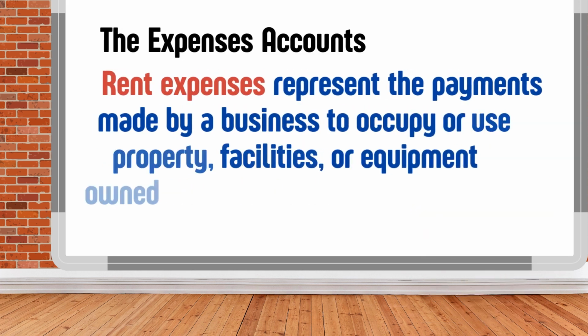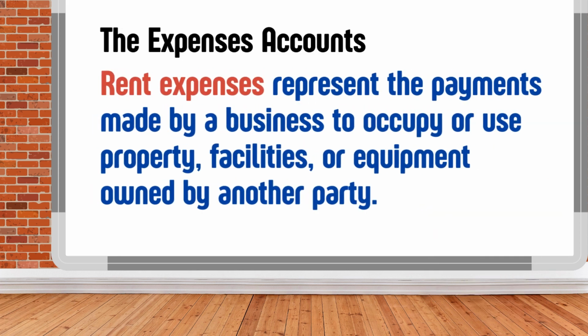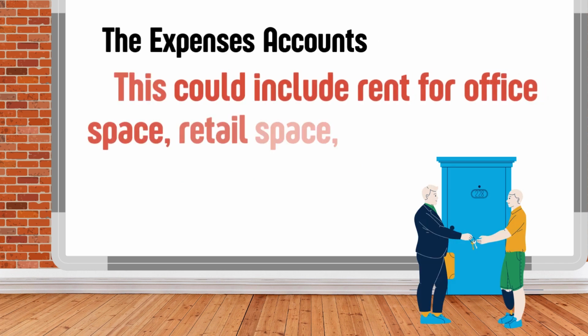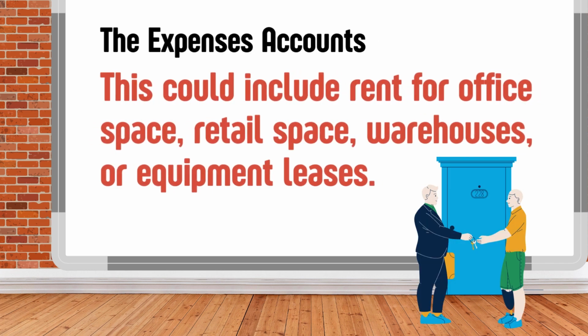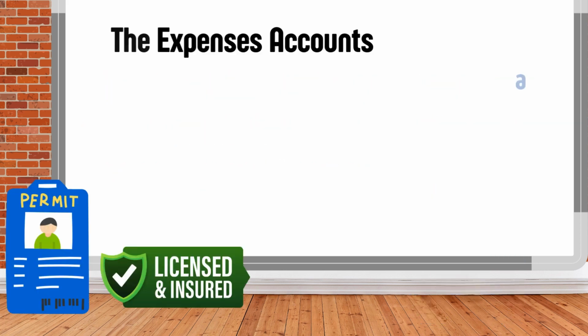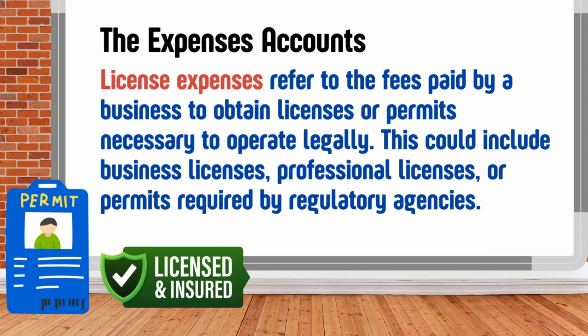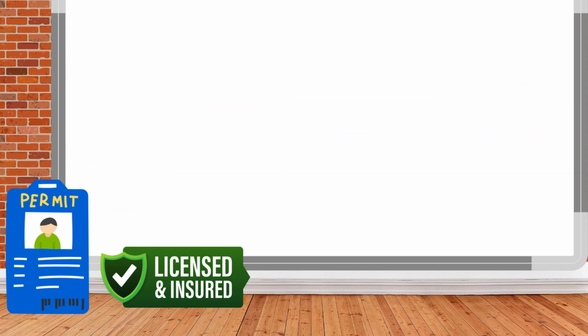Third is the rent expenses, which represent the payments made by a business to occupy or use property, facilities, or equipment owned by another party. This could include rent for office space, retail space, warehouses, or equipment leases. Fourth is license expenses. It refers to the fees paid by a business to obtain licenses or permits necessary to operate legally. This could include business licenses, professional licenses, or permits required by regulatory agencies.